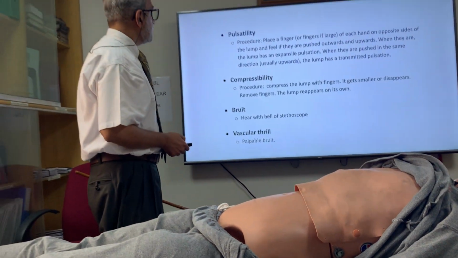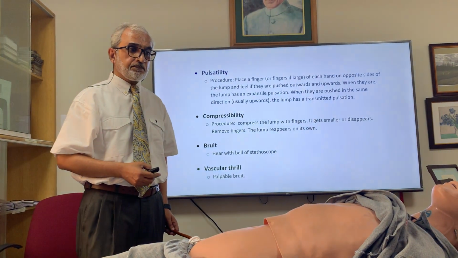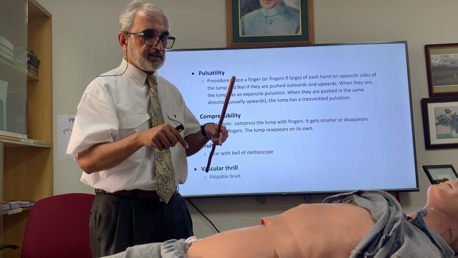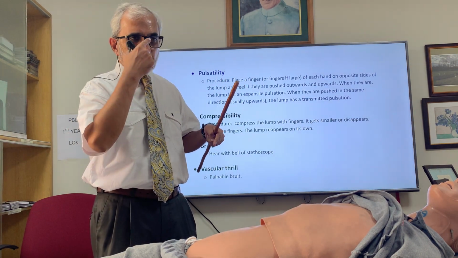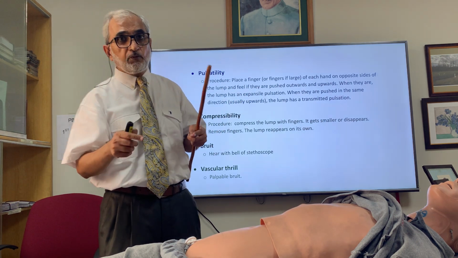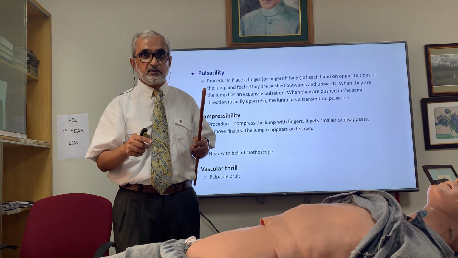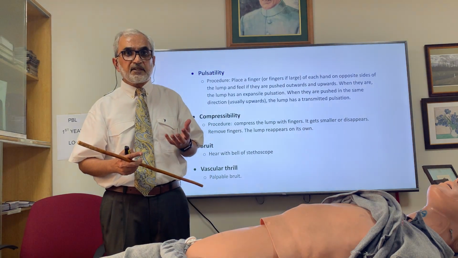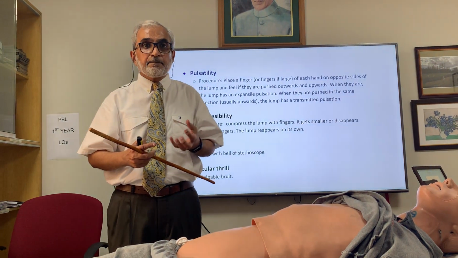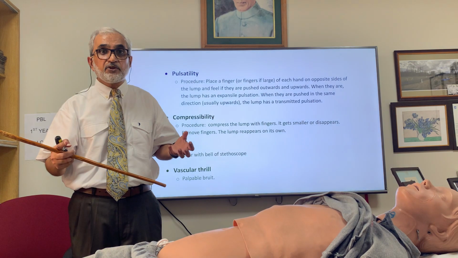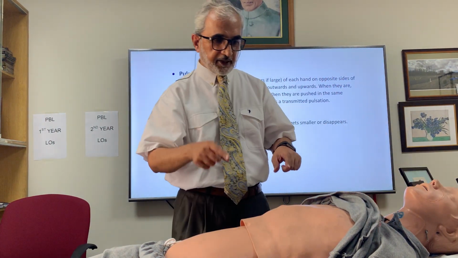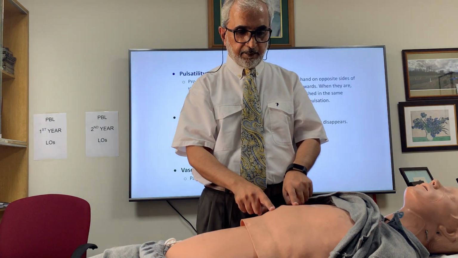Now once I have done that, I want to find if this swelling is pulsatile or not. To see pulsatility, you have to keep two fingers onto the swelling at the maximum diameter which you can feel and see how the fingers move. If the fingers are moving, then there are pulsations. The pulsations could be transmitted if the swelling is lying over an aorta, or it may be expanding. That's an aneurysm.